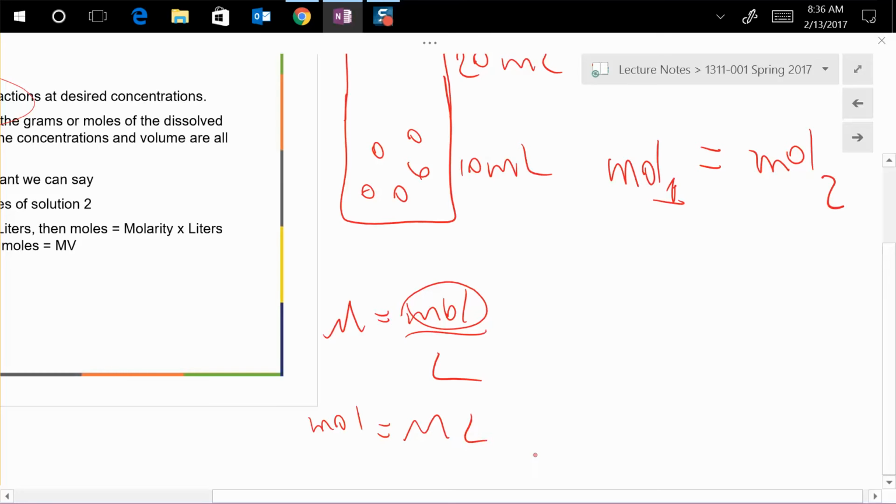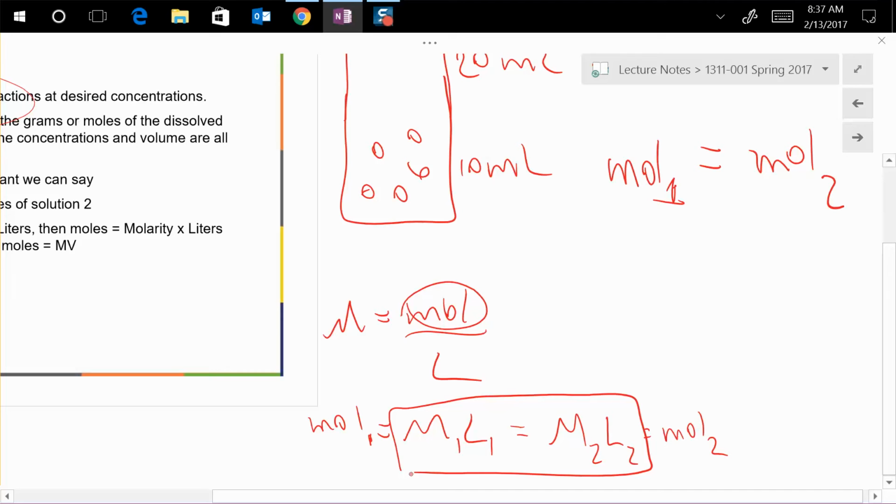Molarity times liters. So if the moles of 1, which is the molarity of the first solution times the liters of the first solution, are equal to the moles of 2, that means that the molarity of 2 and liters of 2 equals moles of 2. Okay? So this is what we've come up with. Here, this is what we're going to focus on. This is our dilution equation.